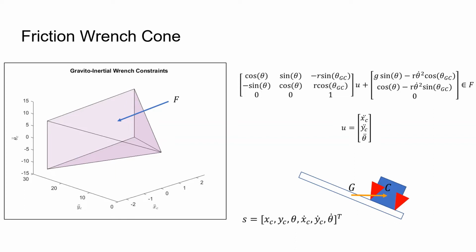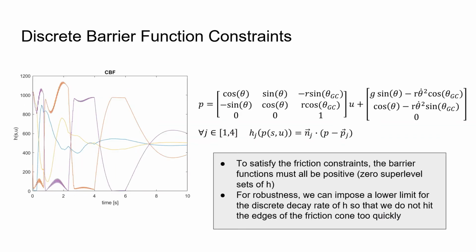Note that we convert all wrenches exerted on the object into acceleration space, since we are analyzing this in the object frame. We define four control barrier functions, each of which are used to safely impose the four boundary wall conditions of the generalized friction cone. The barrier functions are defined such that their zero superlevel sets are within the friction cone polytope, and as long as their values stay positive, as shown in the graph on the left, the friction constraints will be satisfied.